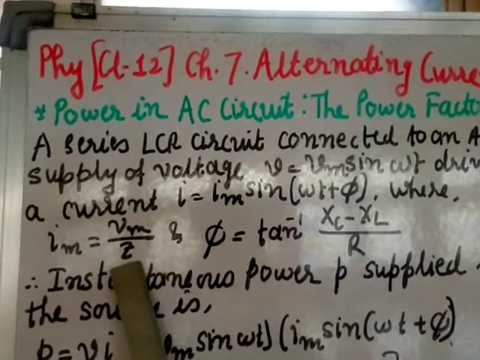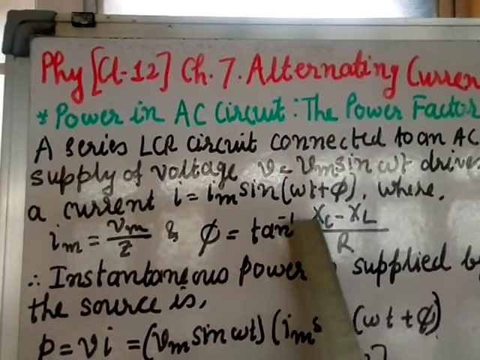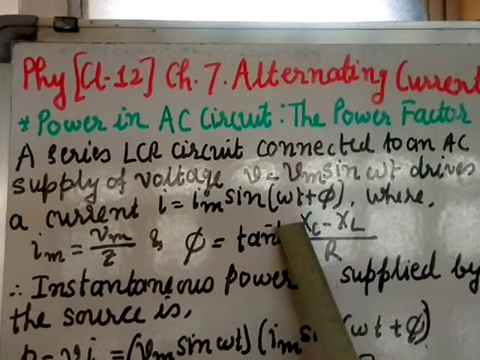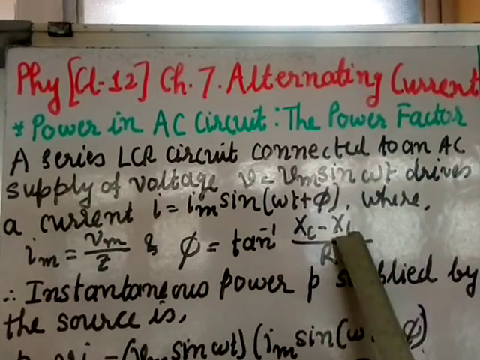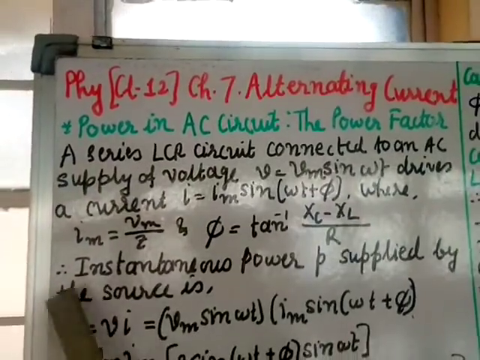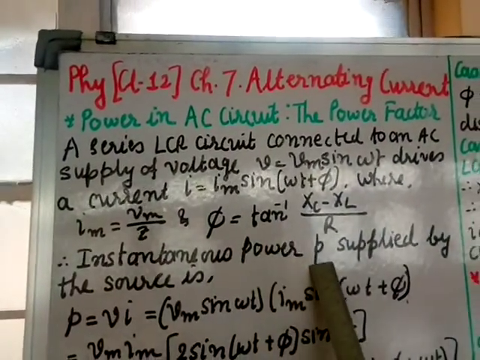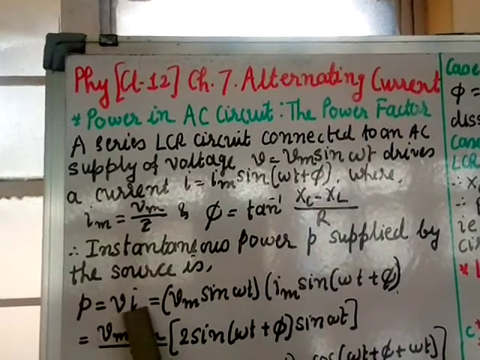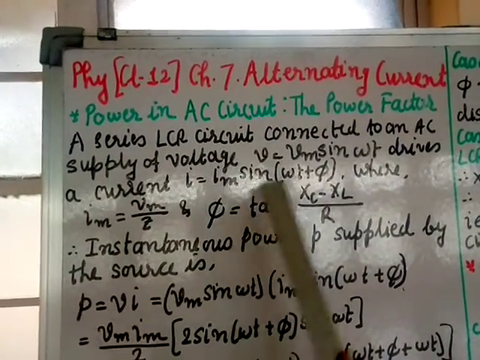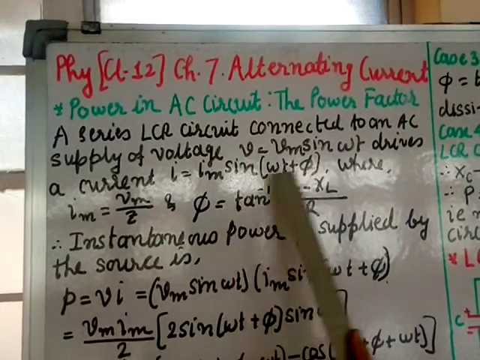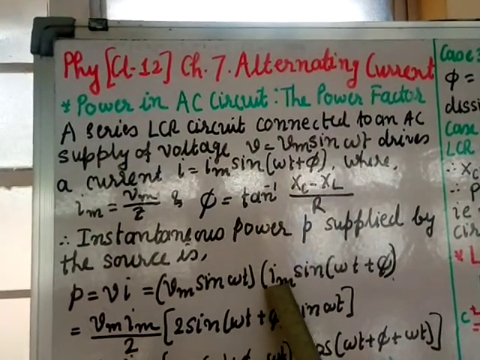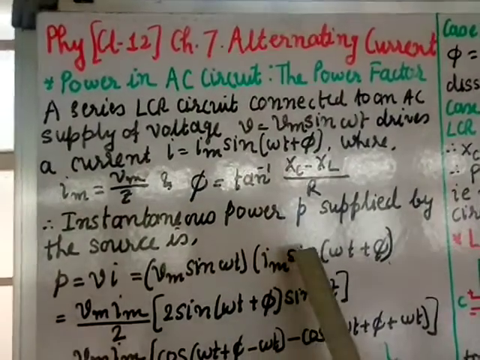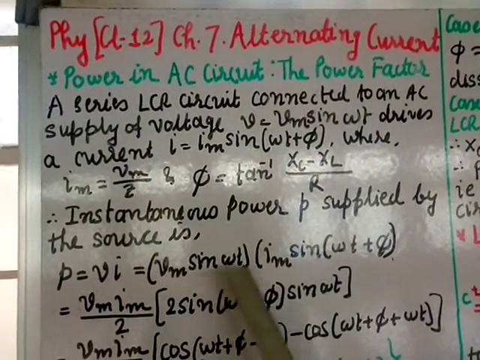Z is the impedance, and φ = tan⁻¹((Xc − XL)/R), where Xc is the capacitive reactance and XL is the inductive reactance. Therefore, the instantaneous power P supplied by the source is P = V × I. We know this formula. Put the value of V and I: P = Vm sin ωt × Im sin(ωt + φ).